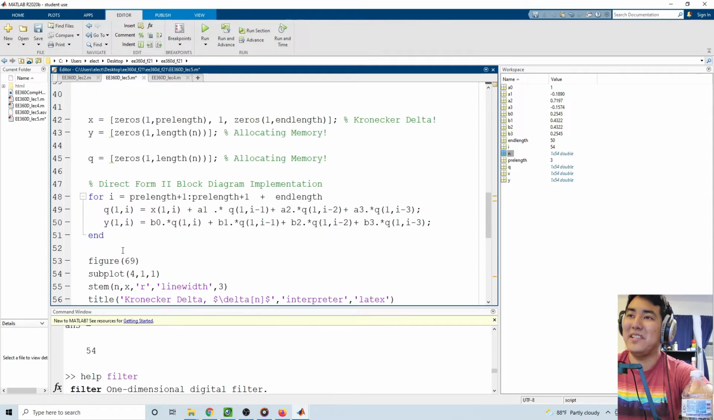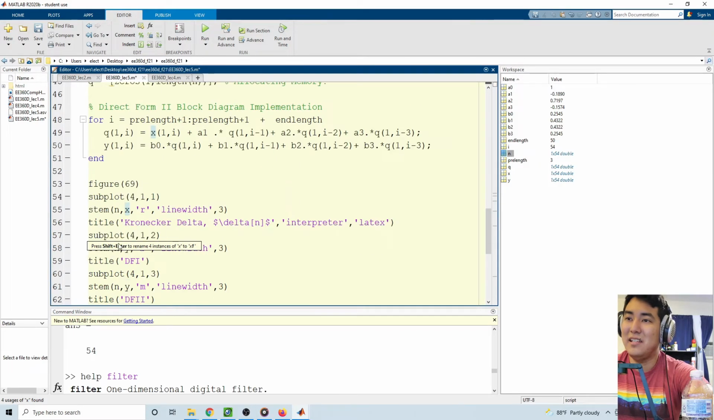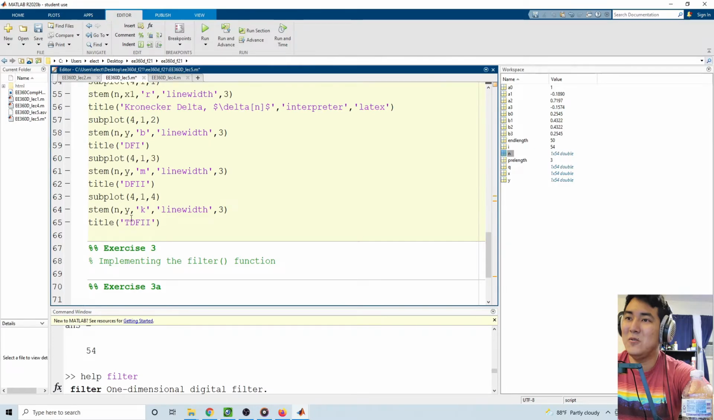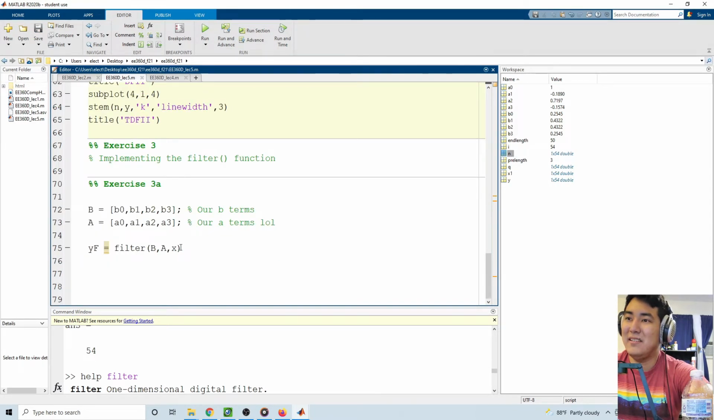But we have to reinstantiate this X. Suppose this is X1. Make sure this is X1. I'm going to change that. X1. Let me run that again. Okay, runs. Let's call this one X.